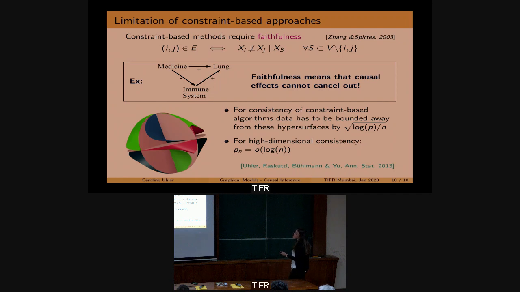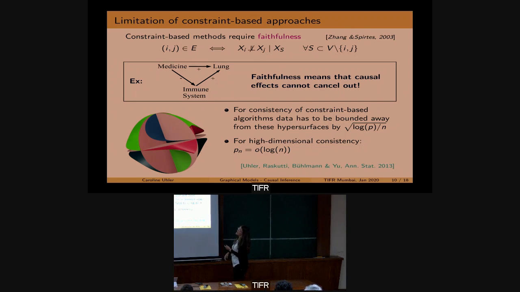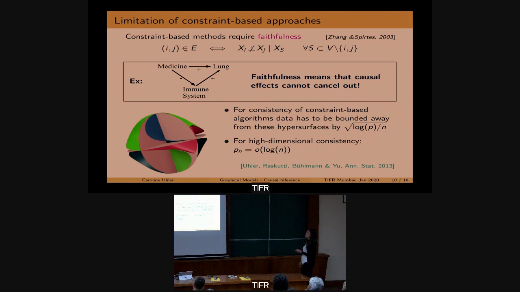Now it might seem like a very harmless assumption, and that's why it was proposed and never thought about. But what does it really mean? If I give you an example, you have some medicine that has a positive effect on the lung functioning, and it's so strong that it has a negative effect on the immune system. But of course, a well-working immune system has a positive effect on the lung function. Now, it can be that this positive effect and this negative effect cancel each other out. Okay, and that's exactly a faithfulness violation, right?